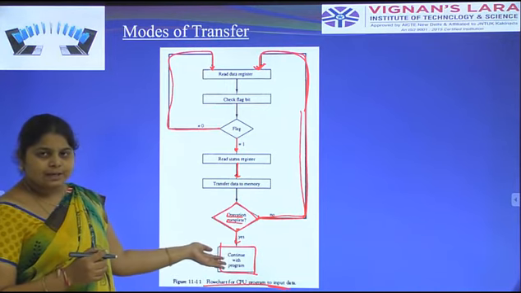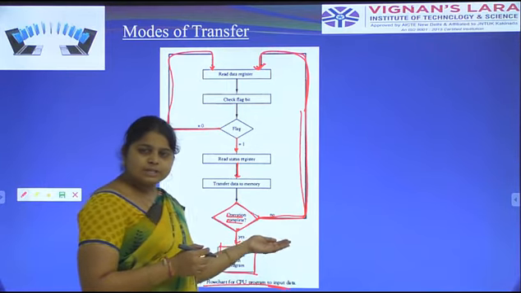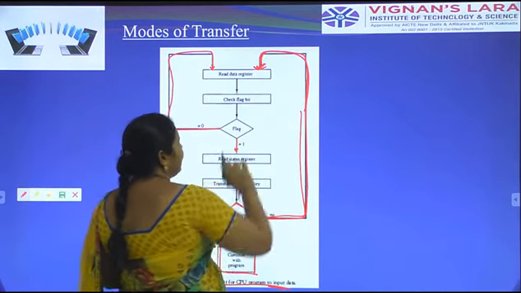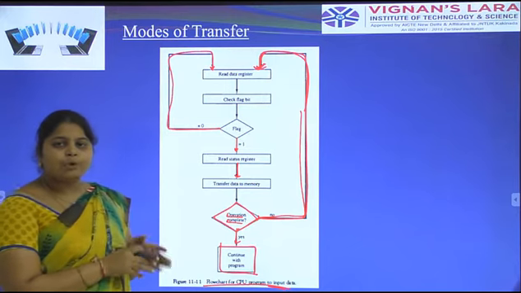The operation is completed. As we continue with the program, here the operation is not completed. Again, that is repeated from the first one. Okay, read data register. This is about the flowchart representation of the programmed IO.